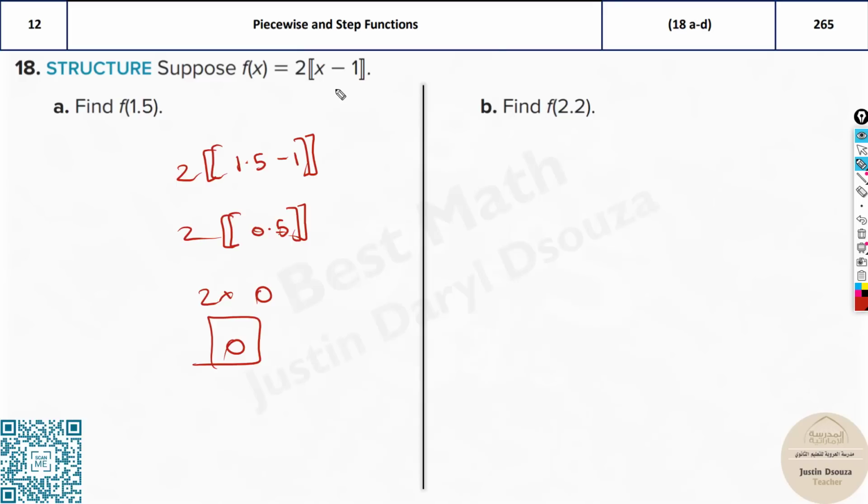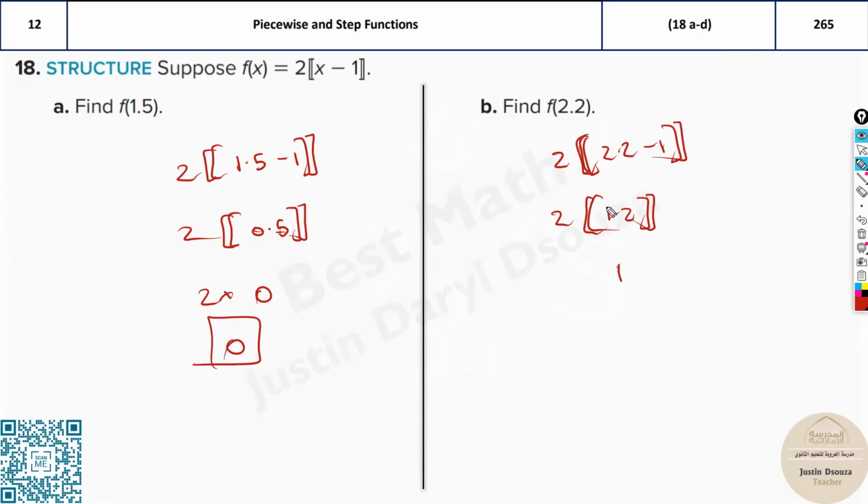Now this cannot be solved in the calculator because the step function cannot be put in the calculator which we have. Now what about this one? It's 2 times 2.2 minus 1. It's 2 in big brackets like this. 2 times 2.2 minus 1 is 1.2, isn't it? Like this. And now what is this value?